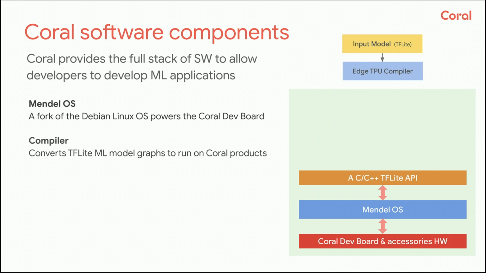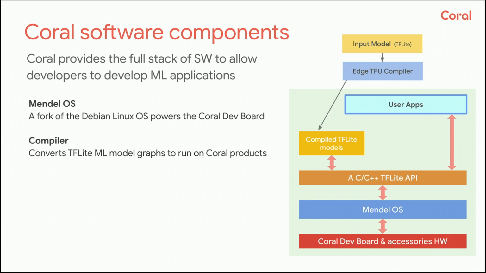Let's say you have a machine learning model. It's a TensorFlow model, a TensorFlow Lite model. We provide an Edge TPU compiler that allows you to take a TensorFlow Lite model and compile it into a binary format that is compatible with the Edge TPU. So if you have an application, you can access the C++ API and run the machine learning model right on the device and access the lower layers of hardware.